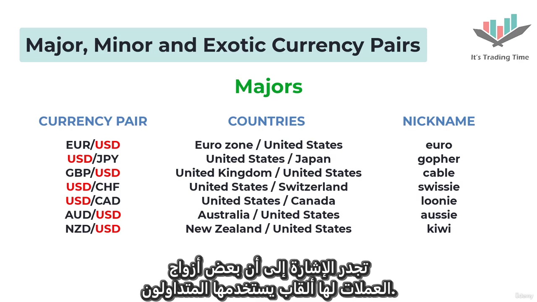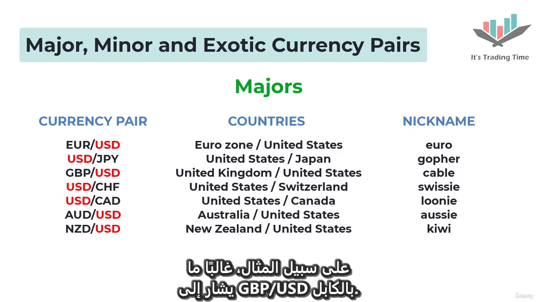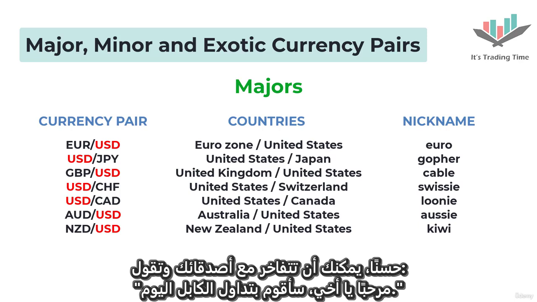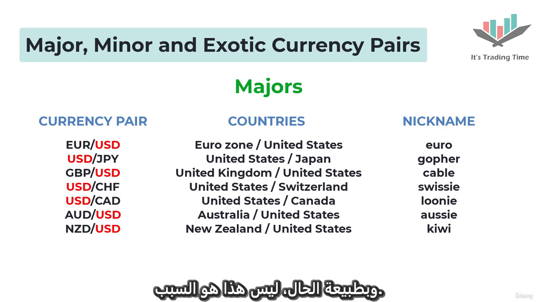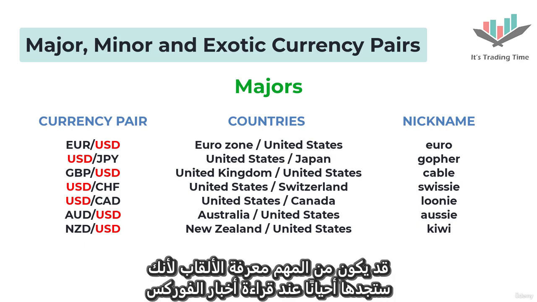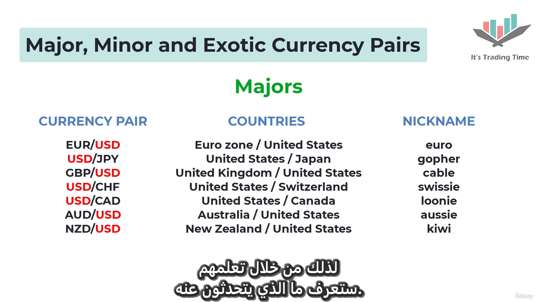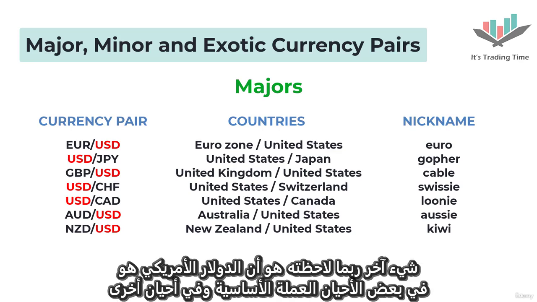It's worth noting that some currency pairs have nicknames used by traders. For example, pound against US dollar is often referred to as the cable. This can be helpful to know. Why? Well, so you can brag with your friends and say, "Hey bro, I'm trading the cable today." Of course, this is not the reason. It can be important to know the nicknames because sometimes you will find them when reading forex news or market analysis, so by learning them, you will know what they're talking about.